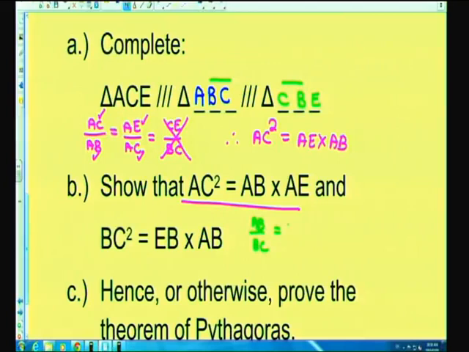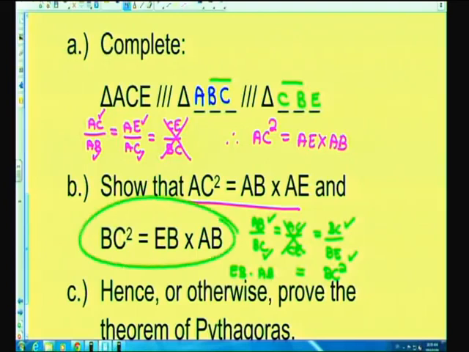The next is AC over CE, which is equal to BC over BE. What I want is BC squared. I want EB or BE, and I want AB, so that's the ratio I don't need. So if I cross multiply that, I'm going to get BC squared equals EB times AB, which is this result. So that's really nice. We've got that organized and ready to go.